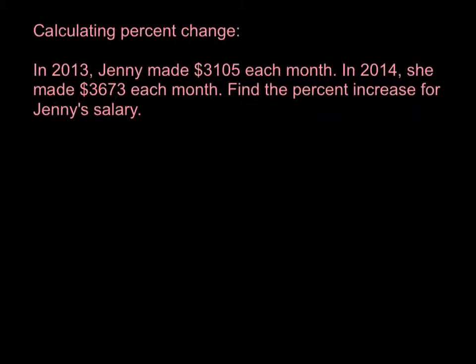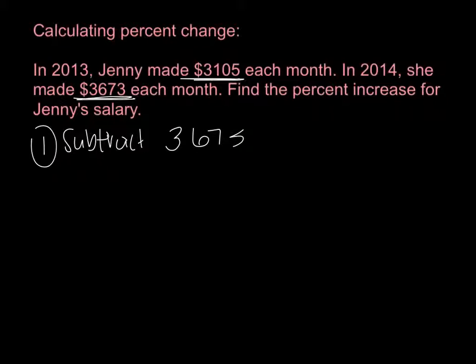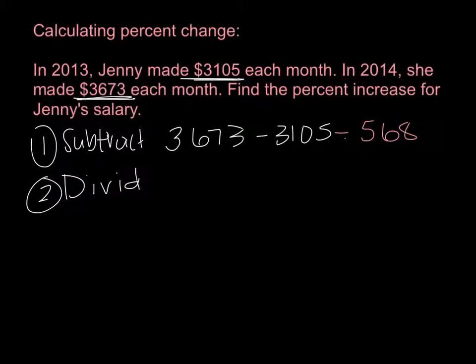When we calculate the percent change, there's 3 steps that we need to do. Our first step is to subtract. So we're going to subtract her starting value and what she makes now in this case. So we're finding the difference of the two. So we're going to do 3,673 minus 3,105. We're finding the percent increase of Jenny's salary. So when we subtract these two, we get 568. Step 2 is to divide and we're going to divide by the starting value.